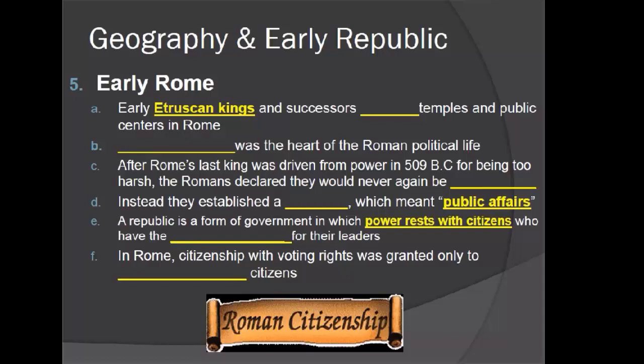In Rome, citizenship with voting rights was granted only to free-born male citizens. Women were not allowed to vote, slaves were not allowed to vote, obviously, and in some rare cases, if Rome had conquered your territory, you'd be given citizenship. You might be given the chance to vote, but depends on the city you were in and how far away you were from the central city of Rome. We'll talk more about that later, the difference between citizen and allies. So keep that in your mind.